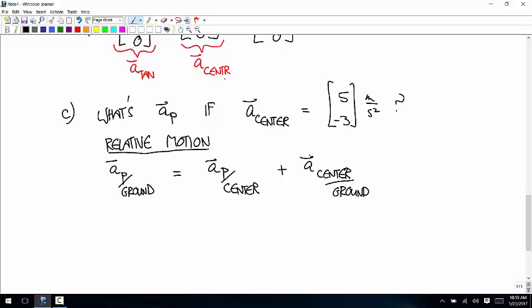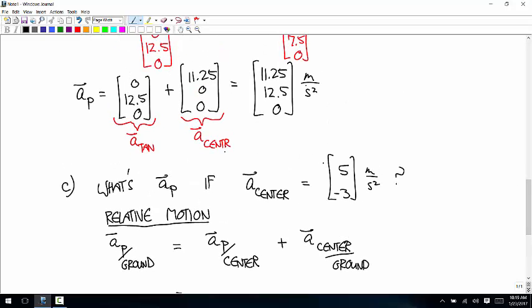And so, this notation takes some getting used to, but the idea is what you might have thought it would be. You just end up adding that extra acceleration on. So the acceleration of P relative to the ground is equal to the acceleration of P relative to the center. That's what we got up above.